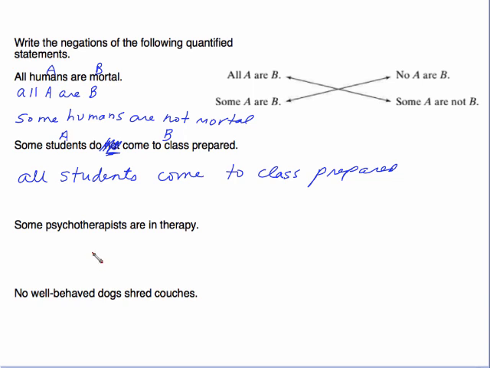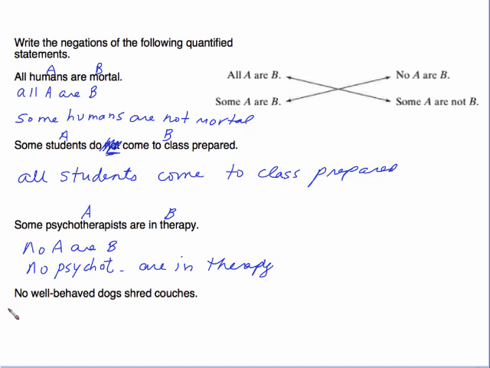Some psychotherapists are in therapy. So psychotherapist is my A, therapy is my B. This is some A are B. My negation goes right up the diagonal to be no A are B. And then go back and fill in your words. I'm not going to spell it all out: no psychotherapists are in therapy.